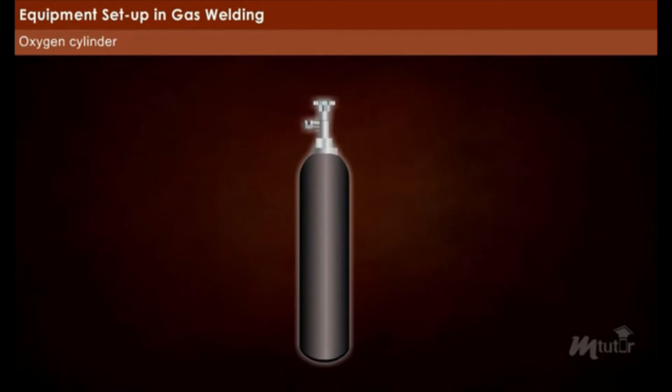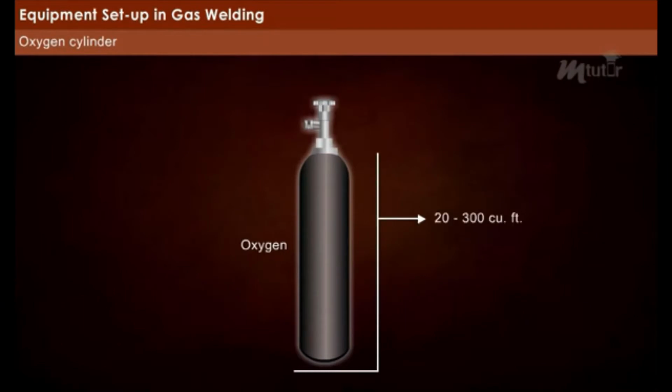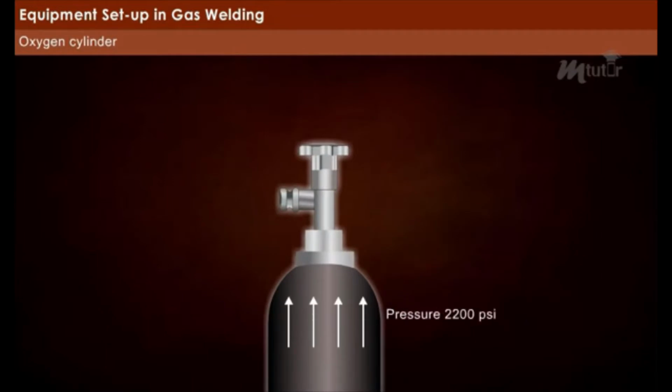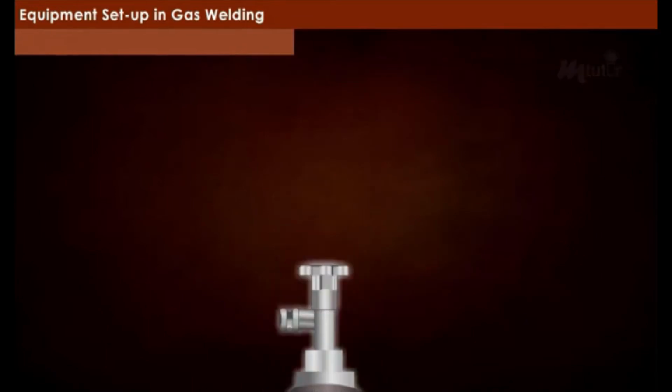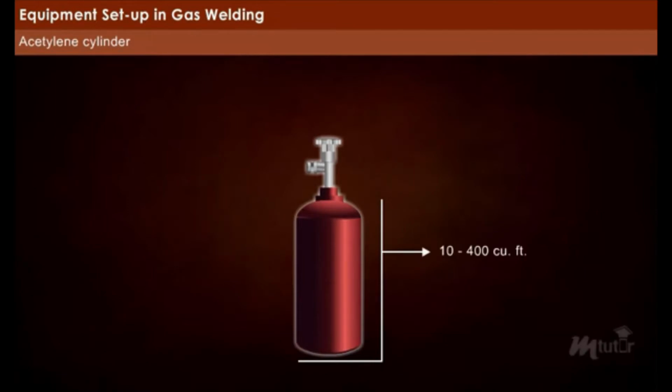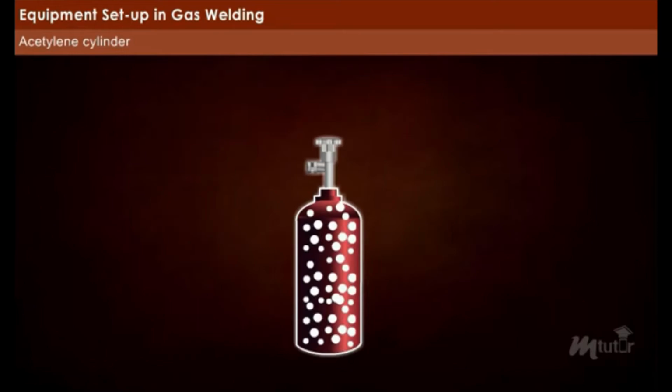Oxygen cylinder. These cylinders are painted black and filled with oxygen. The size of the cylinder ranges from 20 to 300 cubic feet, which contains compressed oxygen at a high pressure of 2,200 pounds per square inch. The acetylene cylinder is painted maroon. The size of this cylinder ranges from 10 to 400 cubic feet capacity. Acetylene is dissolved in acetone, which is stored at a pressure of 250 pounds per square inch.